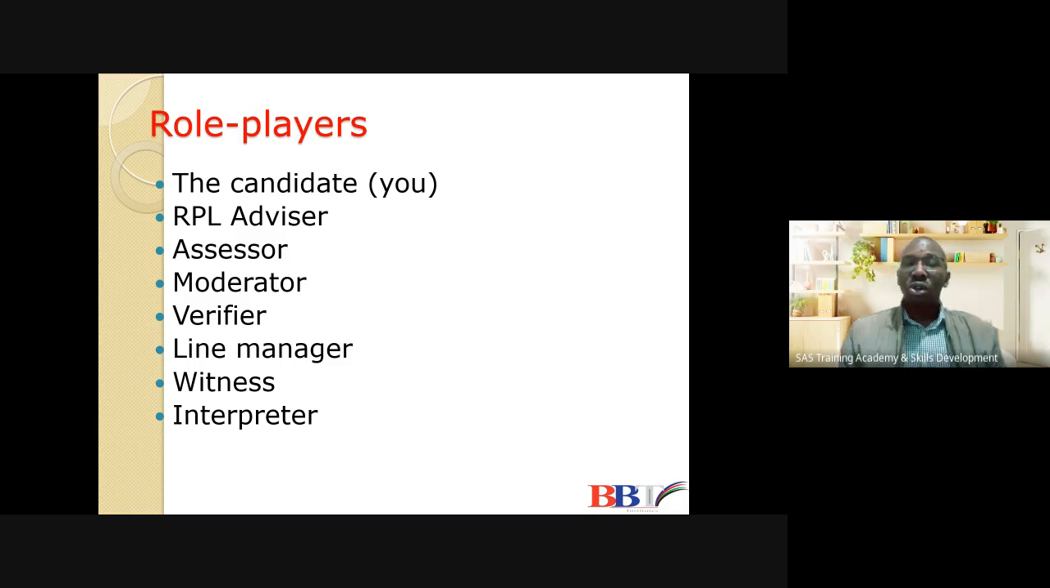And also, one of the activities that you will do during the practical part is that you might need to actually assess someone through the RPL process. So you also need to take that into consideration, that you need this knowledge to be able to practice effectively as an assessor.